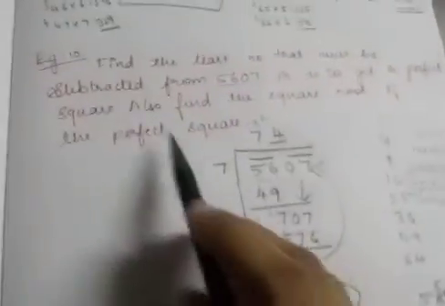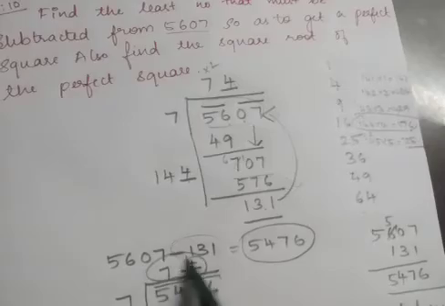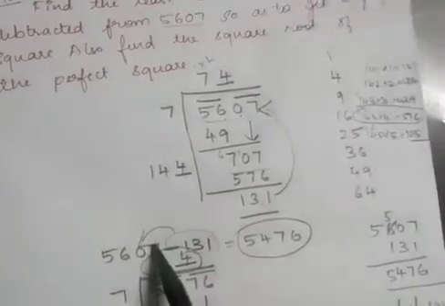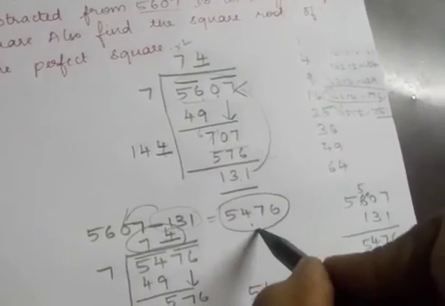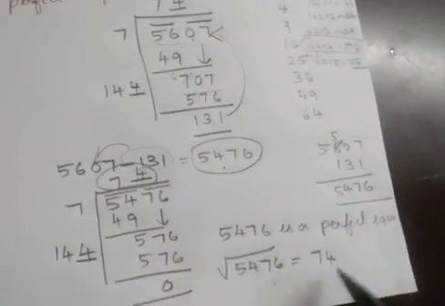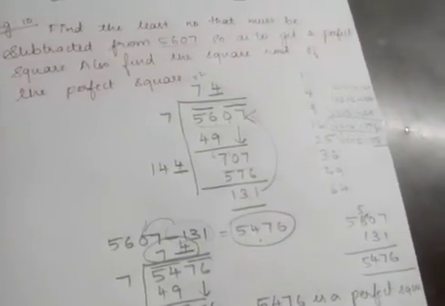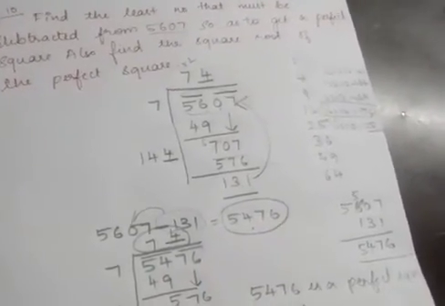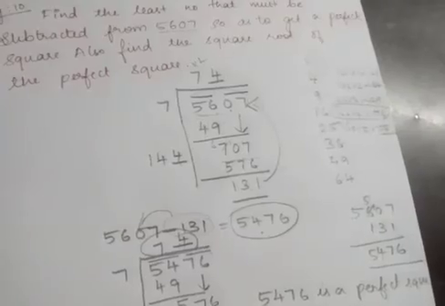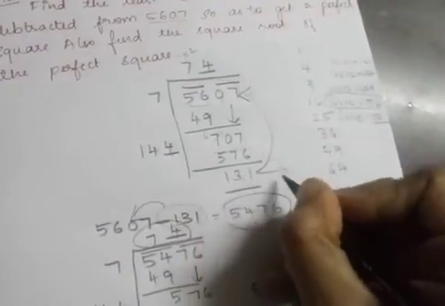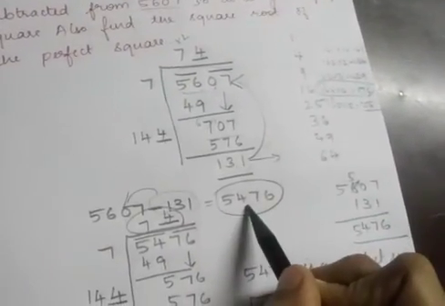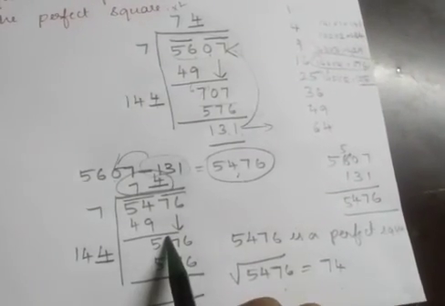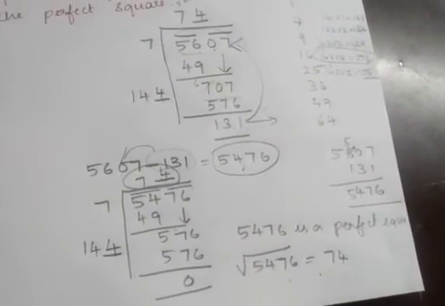So what number have we subtracted? 131 we have subtracted from the given number to get the perfect square number. After that I got a perfect square number and I found the square root for that perfect square number. Understood? Now did you understand why I am directly doing the long division method? If you do the division method, we can easily find the remainder. So if you subtract this remainder from the given number, I will get a perfect square number. So from this perfect square number, we can find the square root easily.